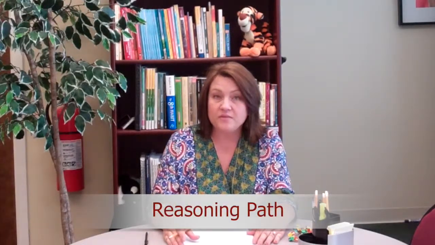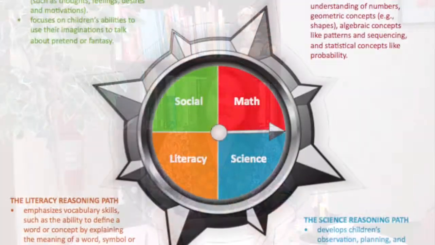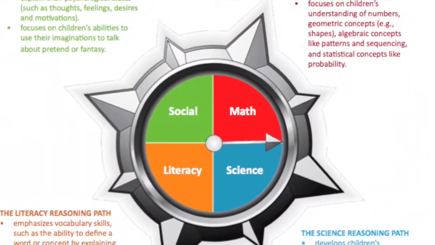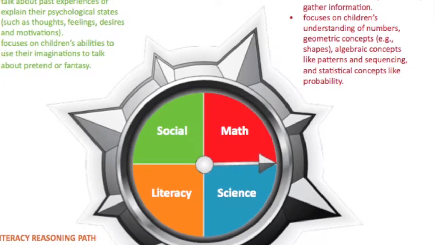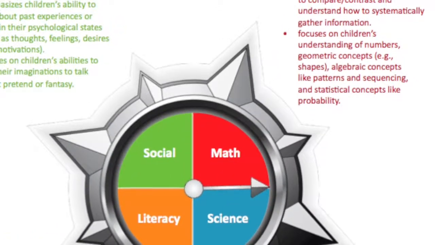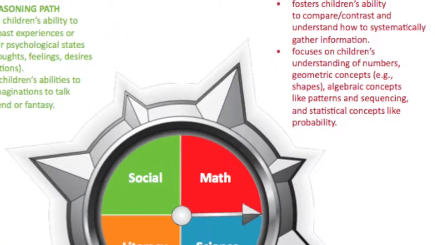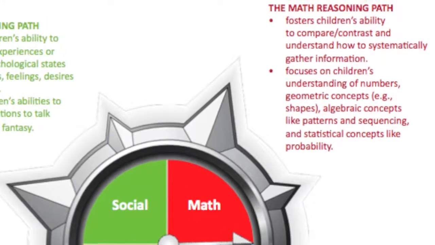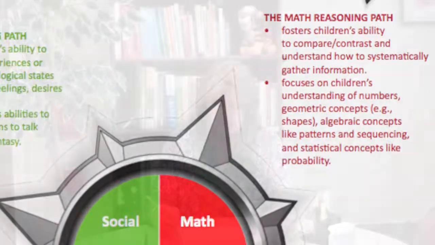The second step in the process is to decide on a reasoning path. After looking at the compass, I decided that this would fit very nicely into the math reasoning path. The children are going to have to think about dimension and size, and then they're going to have to compare and contrast the items that they chose. They're also going to have to report out to the class based on data.